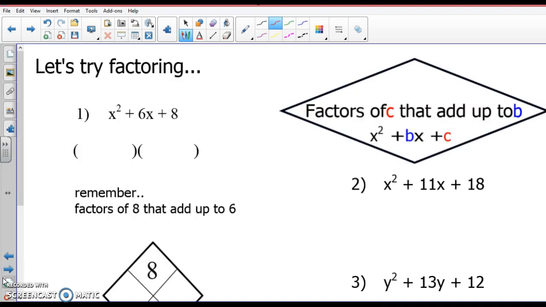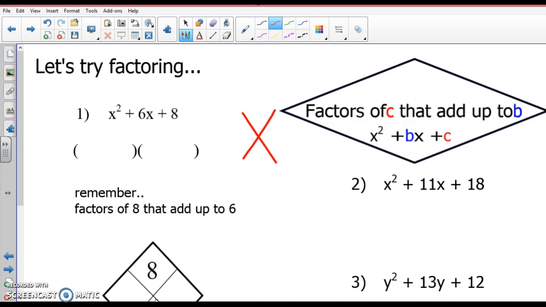Now, how is this going to come in handy? I'm going to show you this by undoing FOIL. I'm also going to draw right there the diamond. That's the top. These are the sides. That's the bottom, right? Shortcut method. Now, is this in standard form, guys?